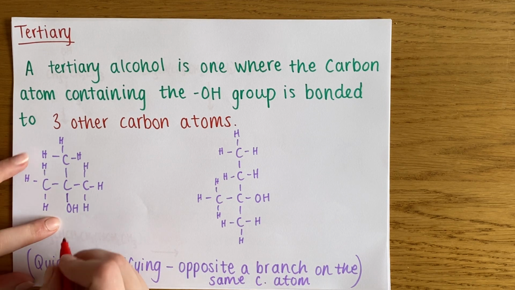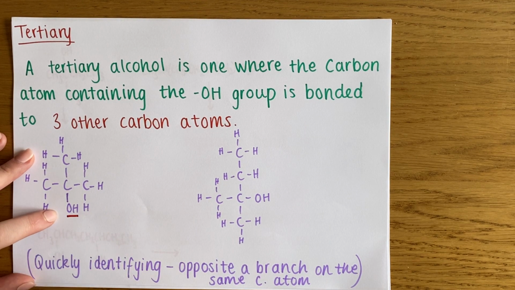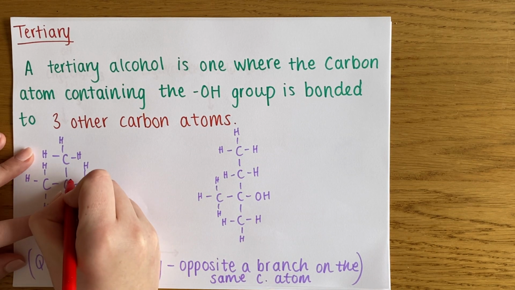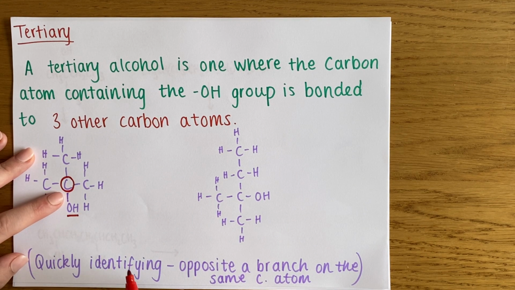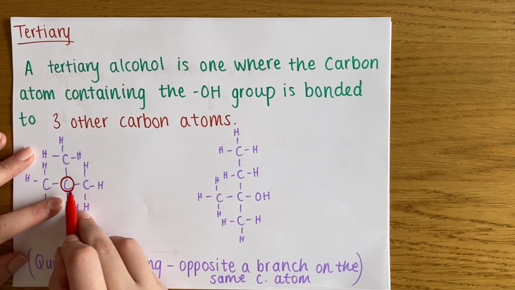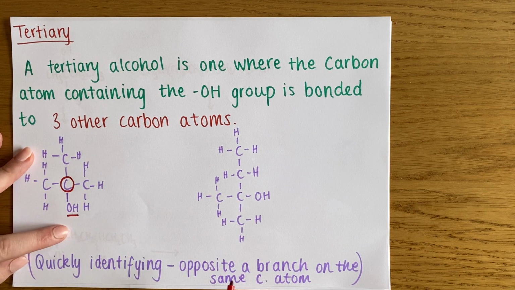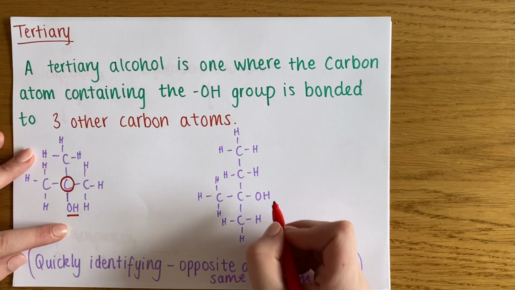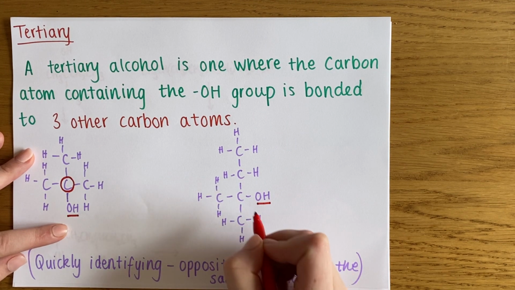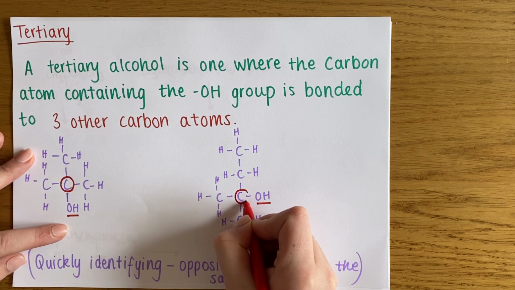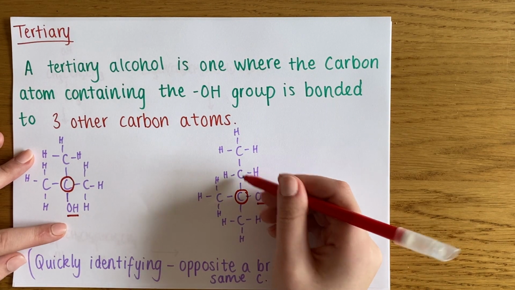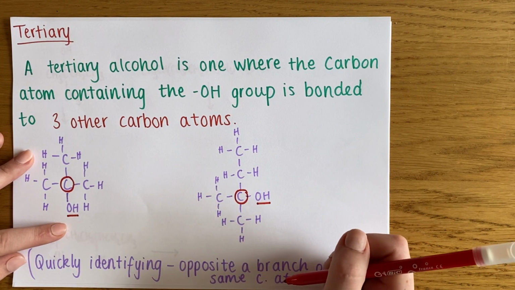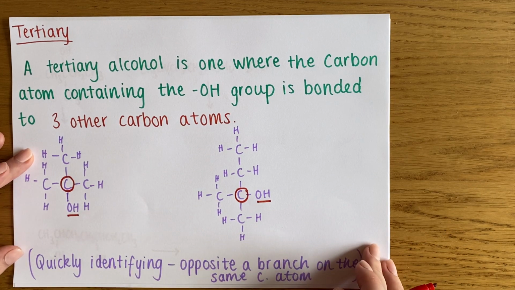So here's an example. We've got our functional group, our hydroxyl group, and then it's all to do with the carbon that contains that, so we're going to circle this carbon. This carbon here is bonded to 3 other carbon atoms, 1, 2, 3. So this is a tertiary alcohol. Another example here, we've got our hydroxyl group, I'll underline it, and it's the carbon containing the hydroxyl group. So this is the carbon we're talking about. This is bonded to 1, 2, 3 other carbon atoms, therefore it's going to be tertiary.